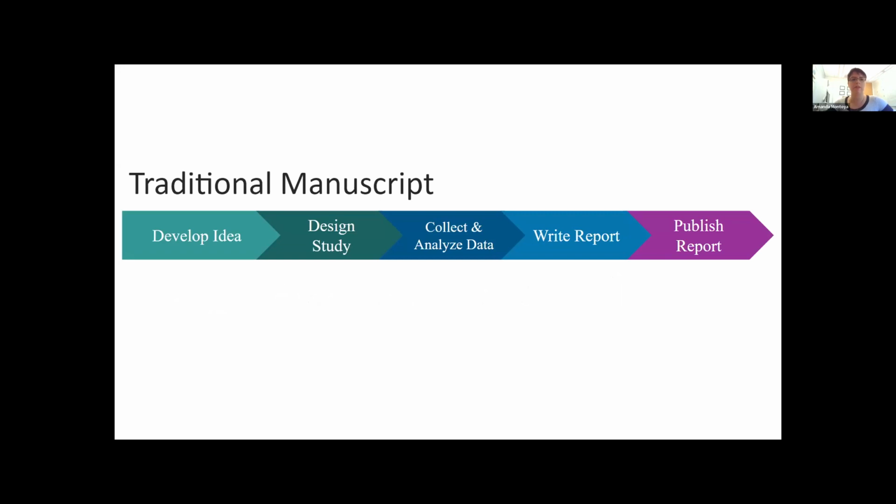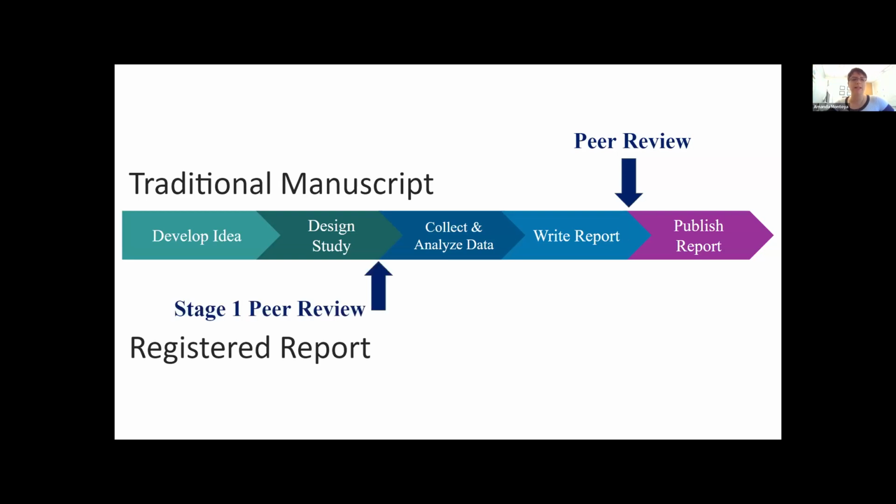And the basic idea with a registered report is, in contrast to a traditional manuscript, when you do all of your work, you develop an idea, design a study, collect and analyze data, write a report, and then you send it out for peer review all the way at the end. The difference with registered reports is that after you develop your idea and design a study, you go through a stage 1 peer review process. And this process is actually going to determine whether or not the journal commits to publishing the results of the study, regardless of how they come out. So this is called an in-principle acceptance, where the journal says, hey, just do things the way that you said that you will do them, and we will publish your paper.